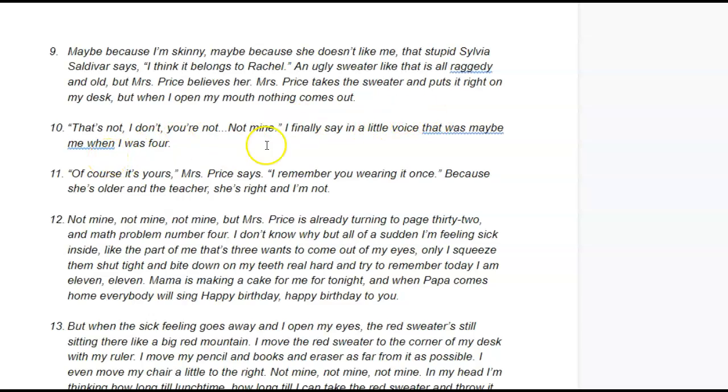So let's look at the events of paragraph 9. What happened? Well, Sylvia tells the teacher that she thinks the sweater belongs to Rachel, and Miss Price puts the sweater on the desk. So let's look on our plot diagram at where that might have been.